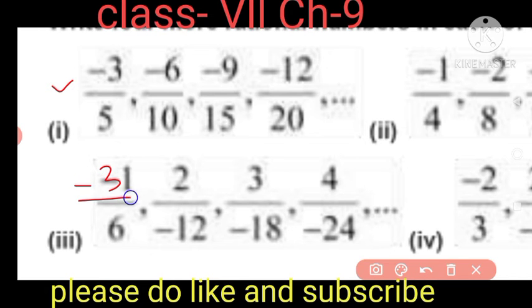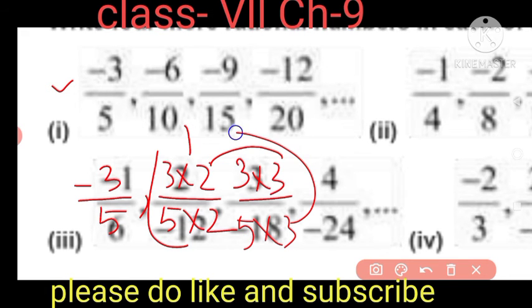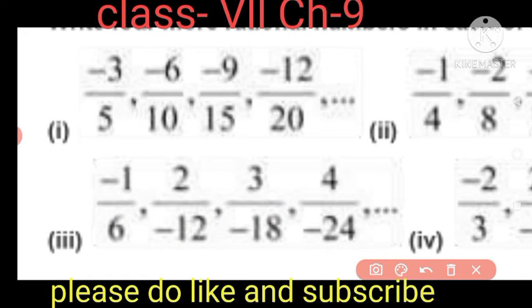The first one is 3 upon 5, isn't it? The second one is 3 multiplied by 2 and 5 multiplied by 2, so we get 6 upon 10. Next is again 3 into 3: first we multiplied with 1, now 2, then 3. Now 5 into 3 gives 15, and 3 into 3 gives 9, and the minus is there. So it is multiplied with 1, then next 2, then 3, 4.